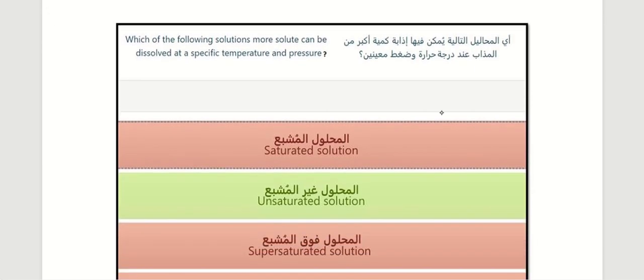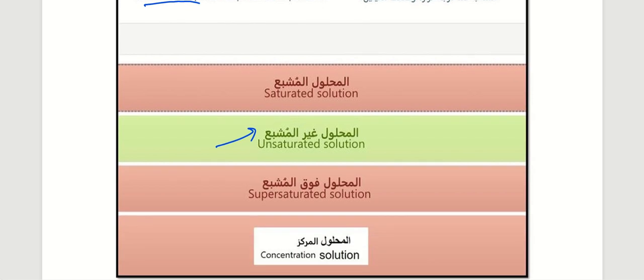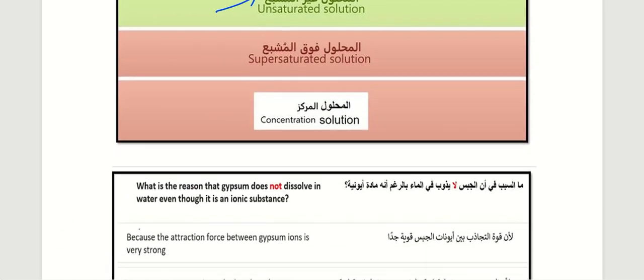Which of the following solutes is more soluble, can be dissolved? If more can be dissolved, you can add more, so it is unsaturated because you still can add more, it still hasn't reached saturation.